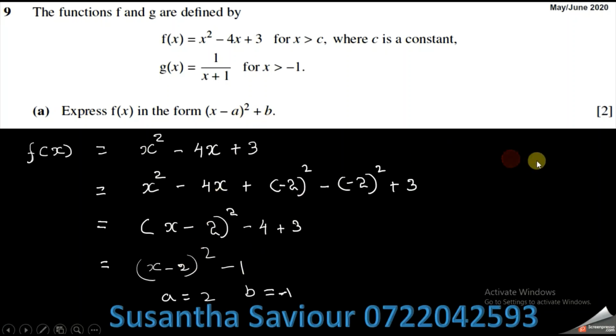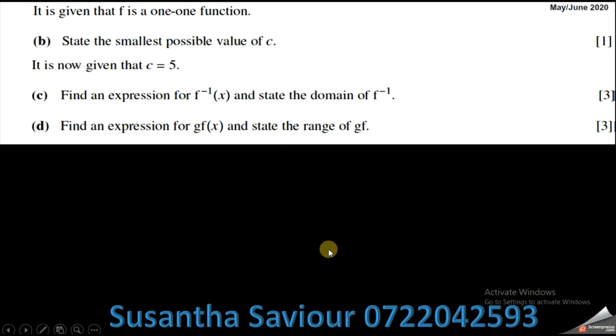Okay, this a equals 2, b equals minus 1, right? This is a very typical simple question. You don't need much of explanations, right? Now let's see the next part.